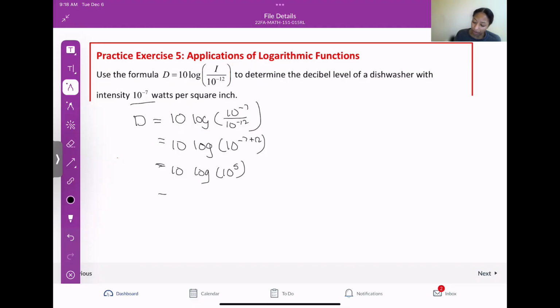And then this is where the fun comes in. We can evaluate log of 10 to the 5th, okay? This is asking 10 to what power equals 10 to the 5th? X would just be equal to 5. So this entire expression equals 5. And we get 10 times 5, which is 50.